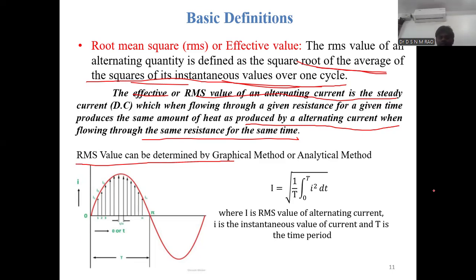RMS value can also be calculated using either the graphical method or the analytical method. The name itself indicates root mean square. In the analytical method, I equals the square root of 1 by T times the integral from 0 to T of i squared dt, where I is the RMS value of alternating current, i is the instantaneous value of alternating current, and T is the time period. So RMS value can be calculated for a symmetric waveform over the full cycle or half cycle. If it is an unsymmetrical waveform, we should calculate over the entire cycle only.